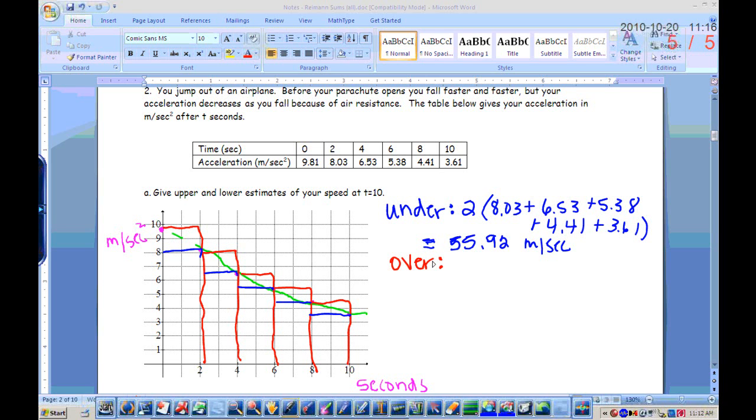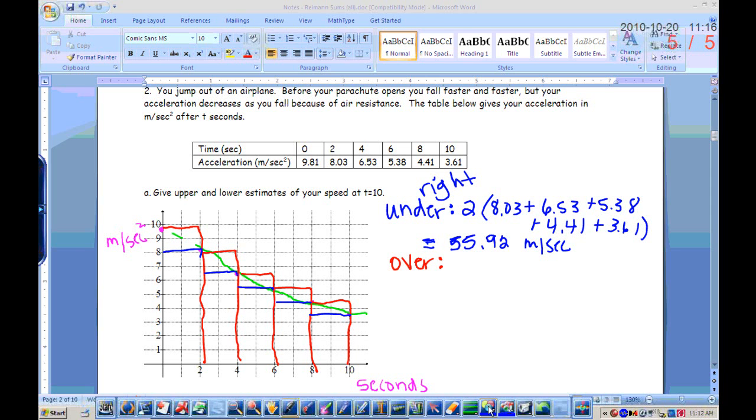Was this underestimate a right side or a left side estimate? Good. It was a right side estimate because the green curve that I've drawn is hitting the rectangles of my lower estimate on the right side.